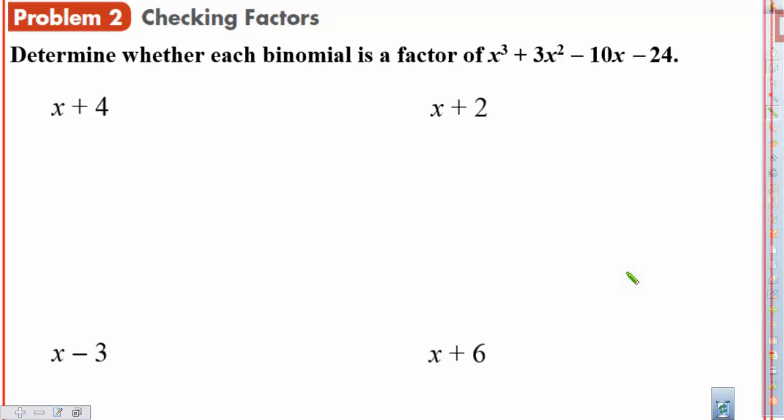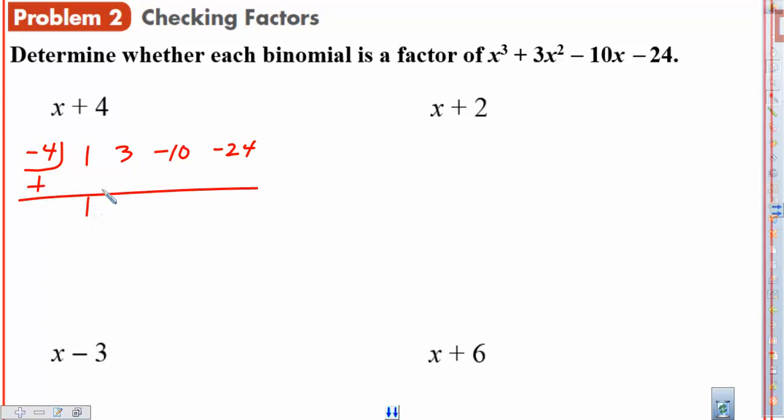So now what they want us to do is look at all four of these different factors. Let's determine which one of these binomials, if at all, are factors of that cubic polynomial there. So let's just do synthetic division to do it. So positive 4, we'd write down, not 4, but negative 4, a 1, a 3, a negative 10, and a negative 24. Synthetic division time.